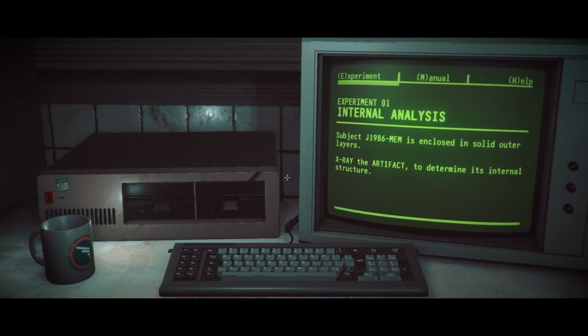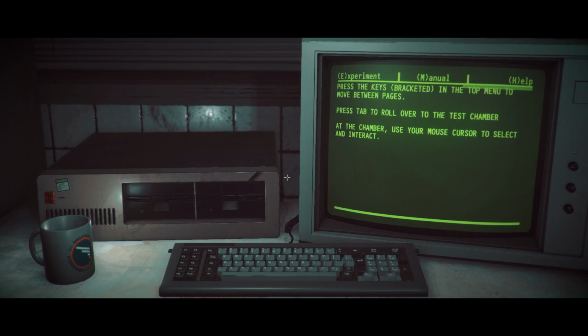Okay, so experiment 1, experiment 01, internal analysis. Subject J1986-MEM is enclosed in solid outer layers. X-ray the artifact to determine its internal structure. Okay, let me do H. Press the keys bracketed in the top menu to move between pages. Press tab to roll over to the test chamber. At the chamber, use your mouse cursor to select and interact. Okay, I'll do that in a sec.